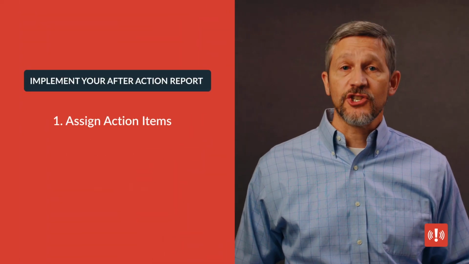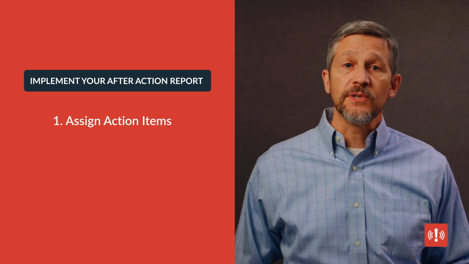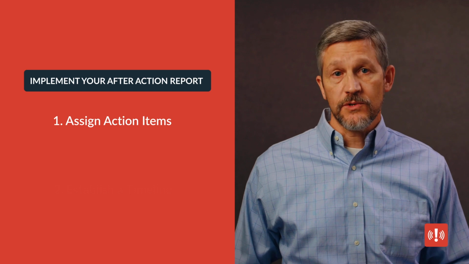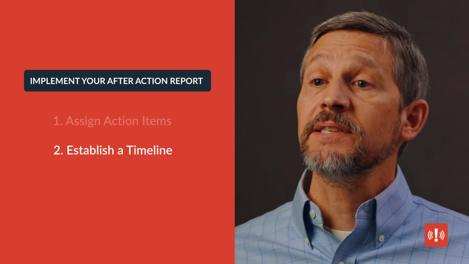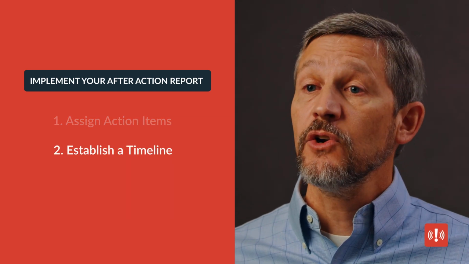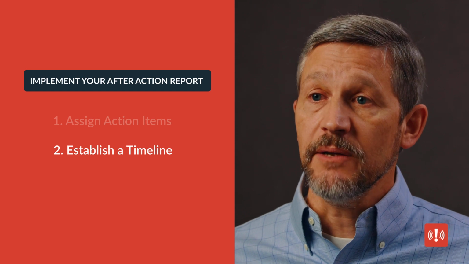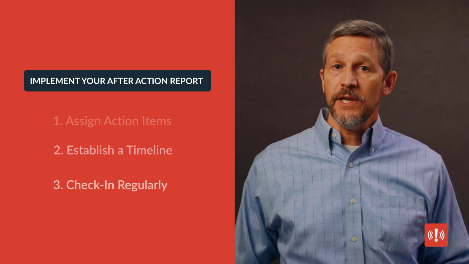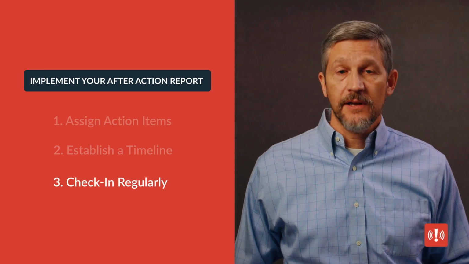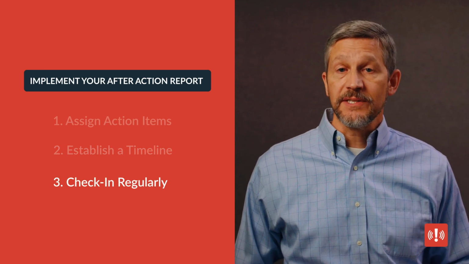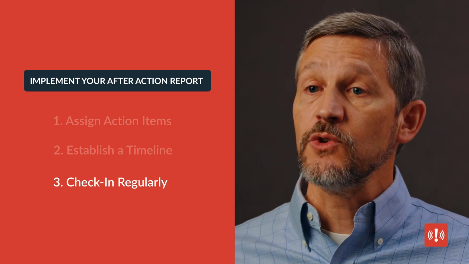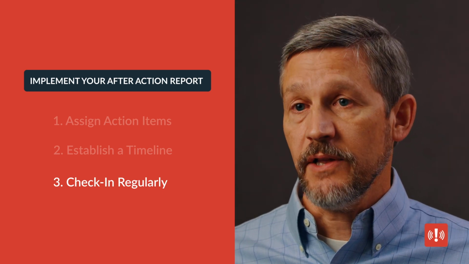1. Assign action items. Find the best person to implement each specific change, create new documents, or procure resources. 2. Establish a timeline. Set a clear and realistic deadline for each action item and be sure to communicate it to all relevant stakeholders. 3. Check in regularly. Set guidelines for communication regarding status updates and completion. Make sure to discuss obstacles or bottlenecks as soon as possible so you can address them quickly.